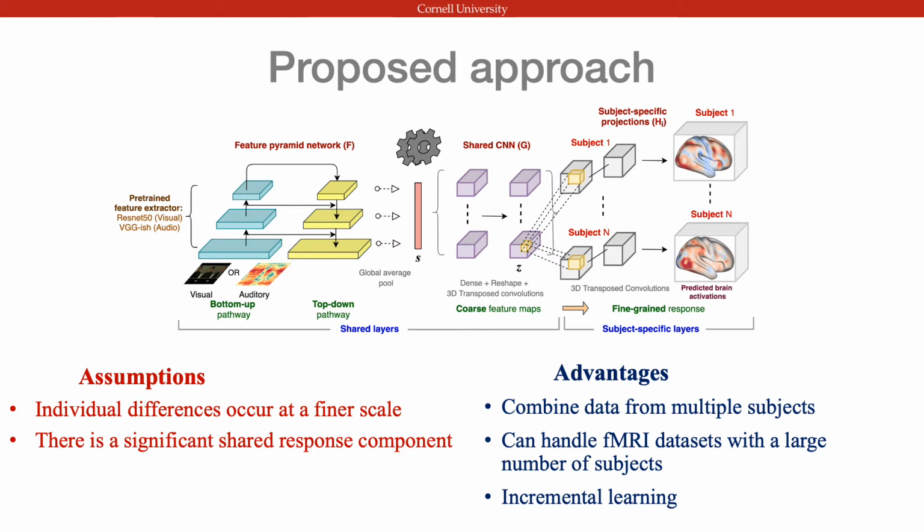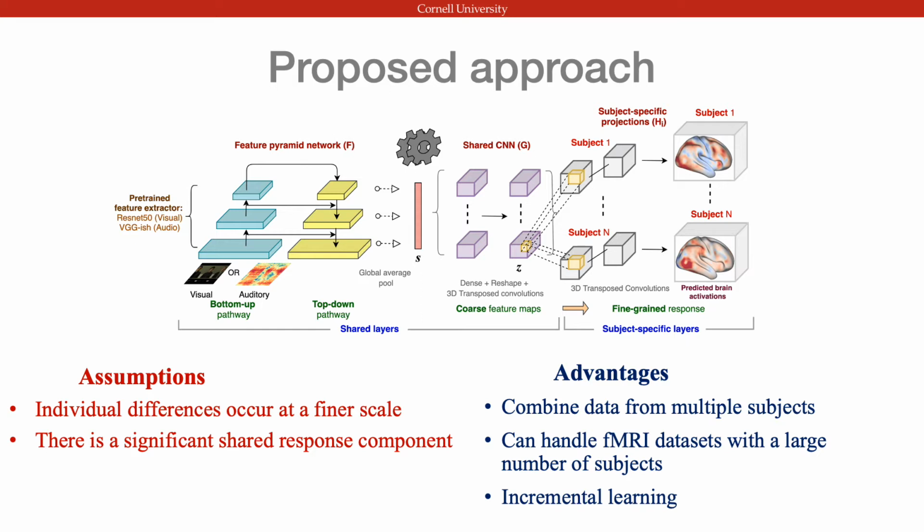Assuming that individual differences mostly occur at a finer scale and that there is a significant response component that is shared across individuals, we propose to leverage a shared response model such that early layers of this model, which capture coarse-grained responses, are common across subjects, while the deeper layers, which predict the fine-grained responses, are subject-specific. This is similar to a multitask learning setup, where we are using a single shared architecture to predict the responses of multiple subjects. The main advantages here are that we can combine data from multiple subjects into a shared model, and this approach allows simultaneous optimization of encoding models across subjects.